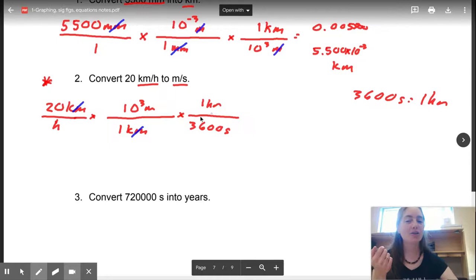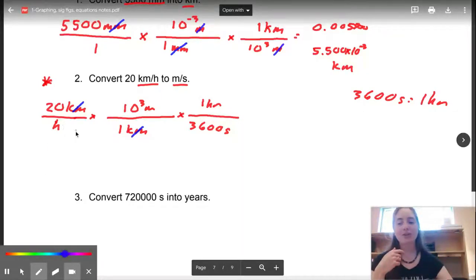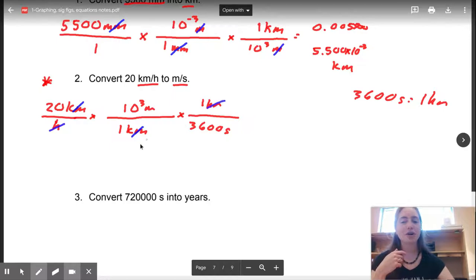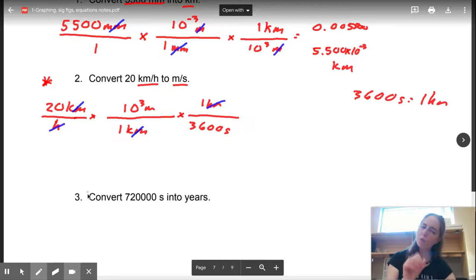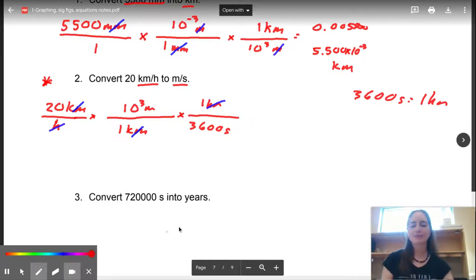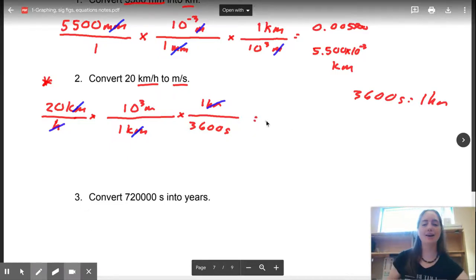On the top, because we want to cancel out those hours. So we cancel hours on the bottom, and now we have meters on the top and seconds on the bottom, which is what we want. So now we are going to multiply everything on the top. So 20 times 1,000, enter on your calculator. Divided by 3,600, enter. Okay?